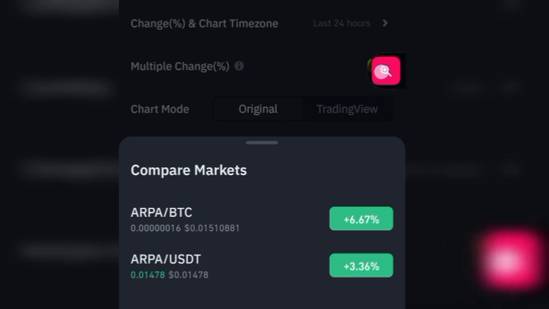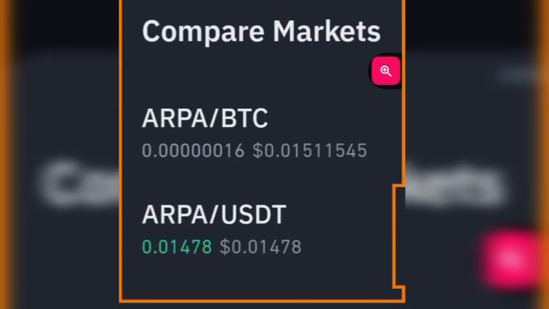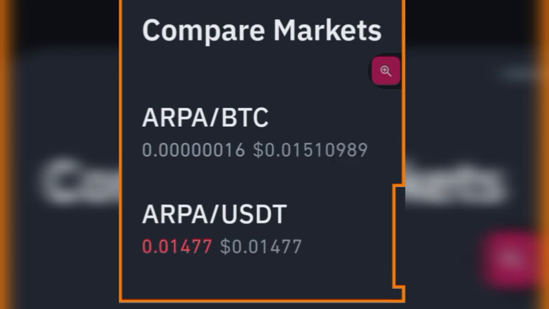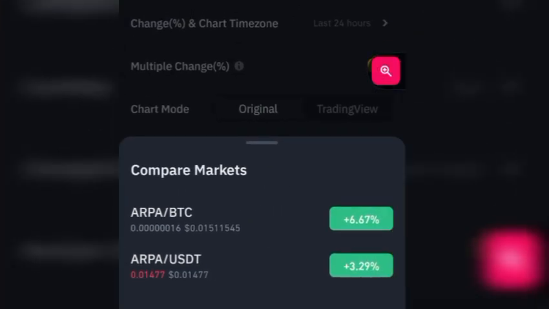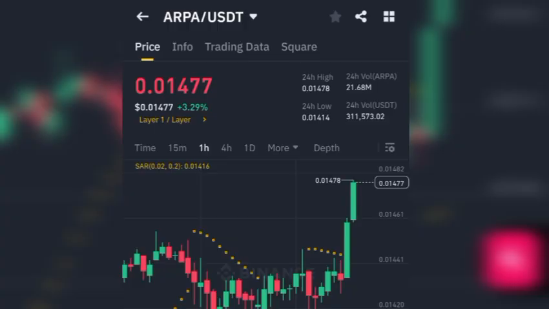So for ARPA, it is 0151 and we have 0147. It looks like BTC is higher. So if BTC is higher, what do we start with? We start with ARPA USDT, and you can see ARPA USDT is actually making the rounds. So you click on buy.